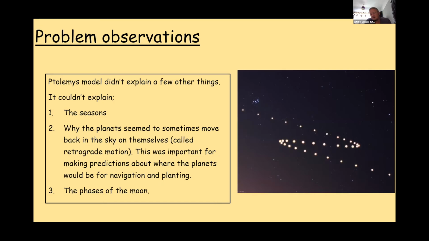And this is a time-lapse photography picture of a planet moving in the night sky, and you can see it seems to move back on itself in a kind of zigzag before it moves forward again. Its direction of travel going from this to this. And astronomers couldn't explain why it seemed to do this.